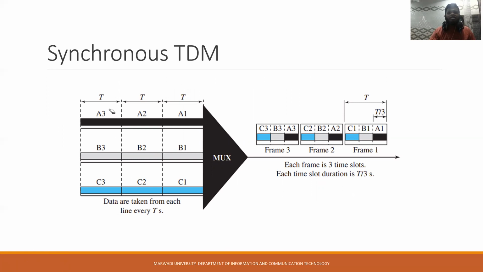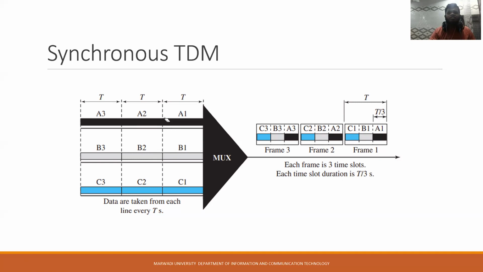What happens is, we have three different input lines here: user A, B, and C. Whenever the mux gives an output, it divides the input into a frame structure like this. The frame size depends upon the number of connections. In this case, we have three connections, A, B, and C, so each frame will have three data, that is A, B, and C.